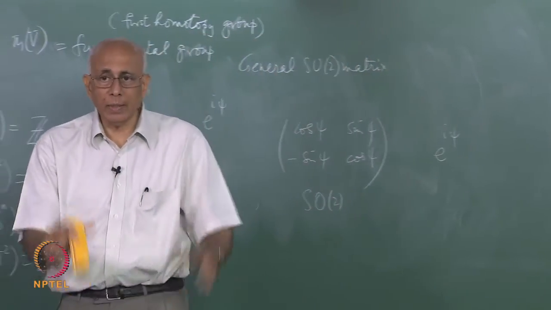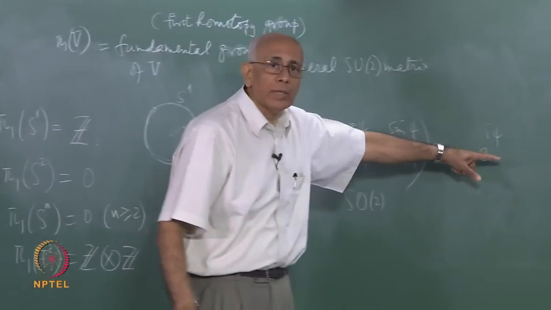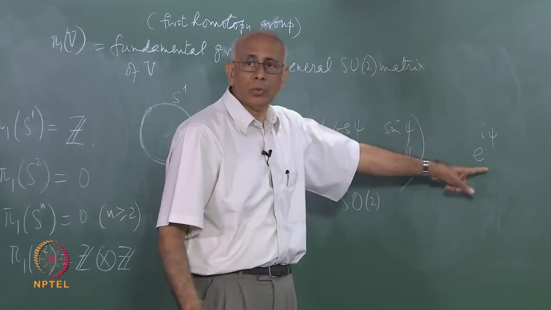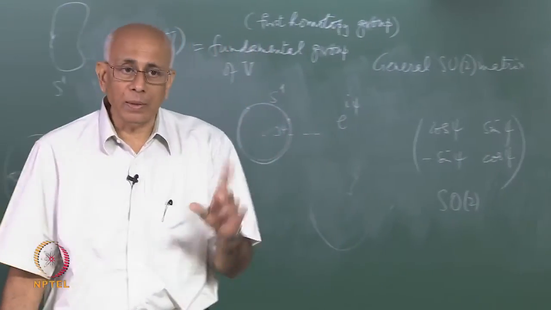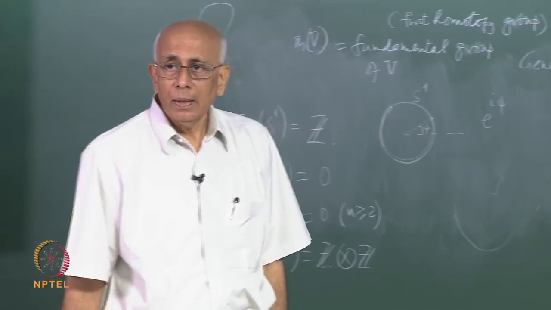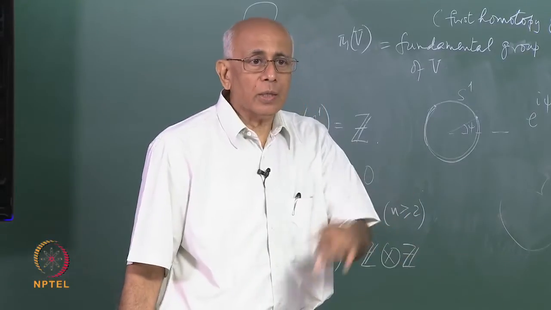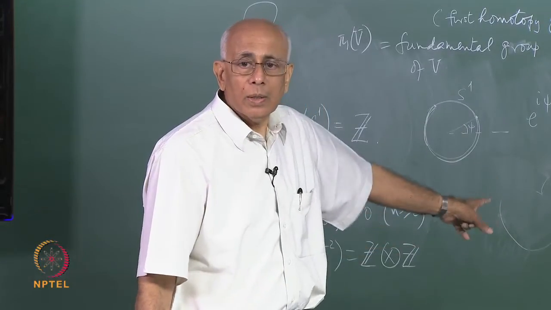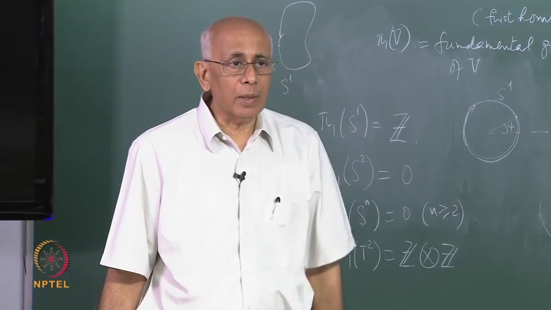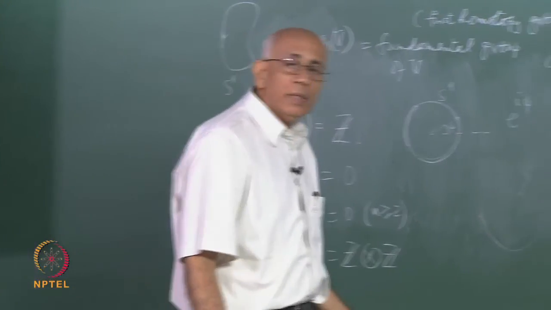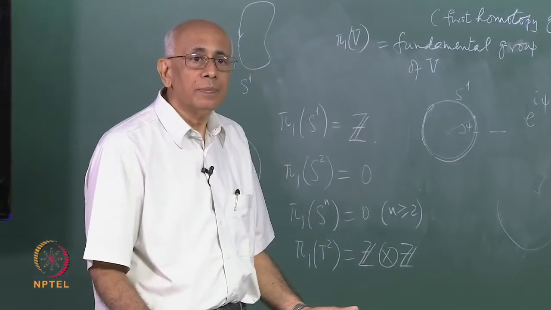I just associate it. With this matrix I associate that, with every such matrix I associate this number, and I use the fact that e to the 2 pi i is 1 identically. Then it is clear that there is a 1-to-1 correspondence between 2 by 2 orthogonal matrices and points on a unit circle in the complex plane.